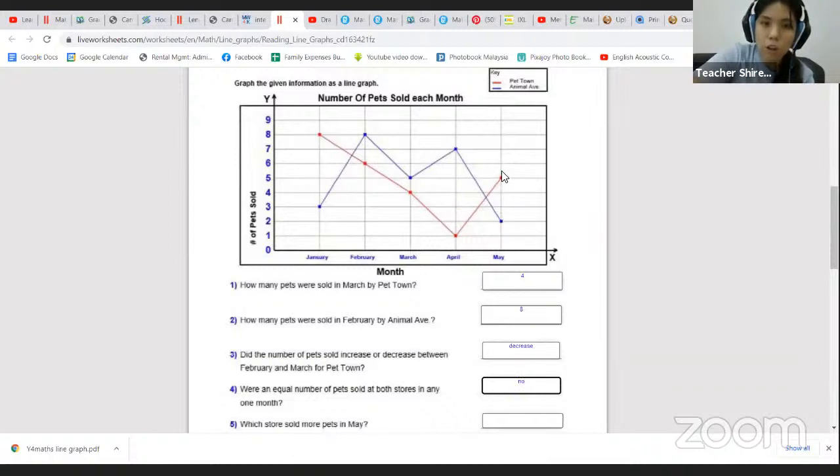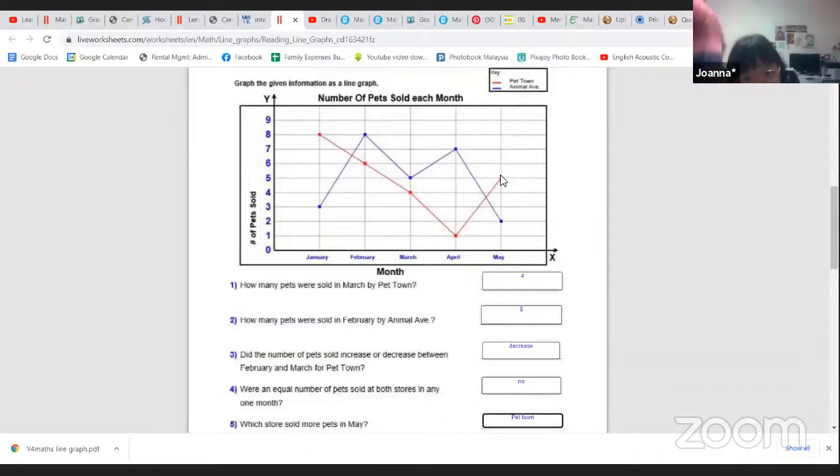In May, who sold more? The red one, which is Pet Town. No. Then who? This one sold more, right? Why do you say that? Red one, how many is this? In May, they say in May. Do you look at May? May red color, how many?